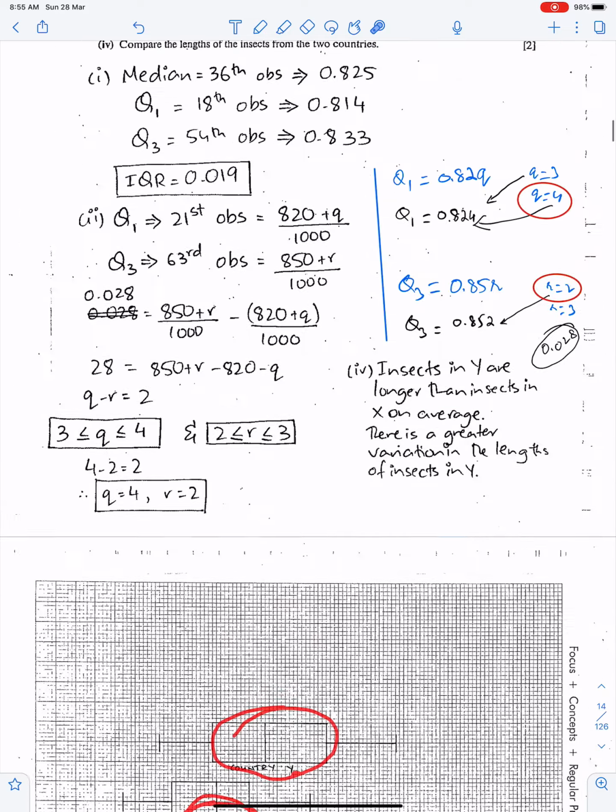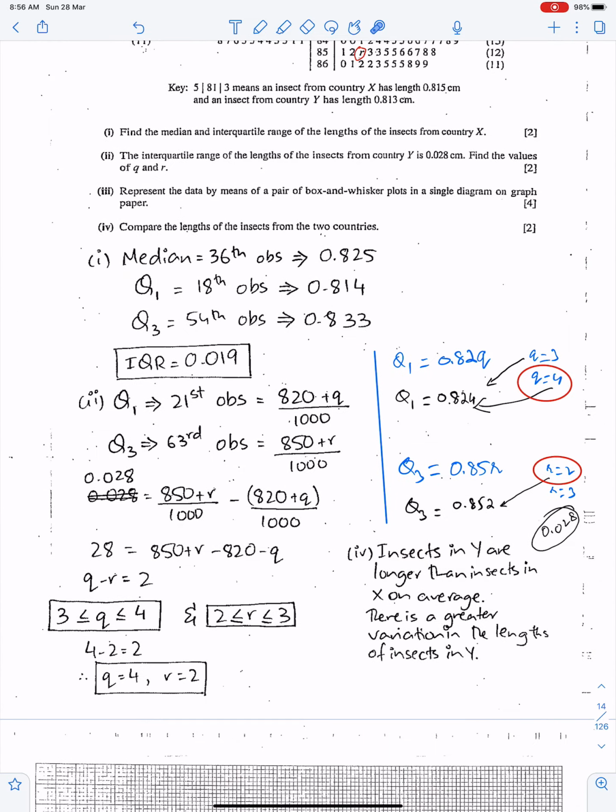See, on average, country Y has longer insects than country X, and the range of country Y insects is greater, so you should write lengths are more scattered in country Y. Lengths of insects are more scattered in country Y than in country X.